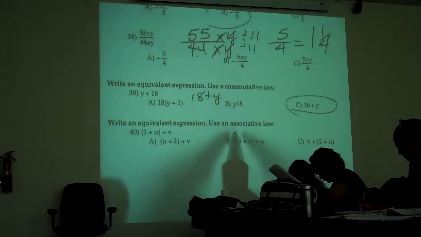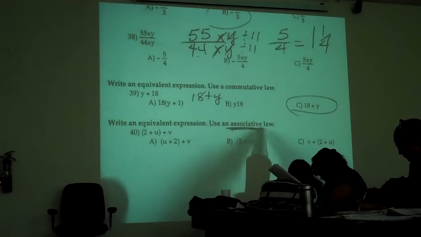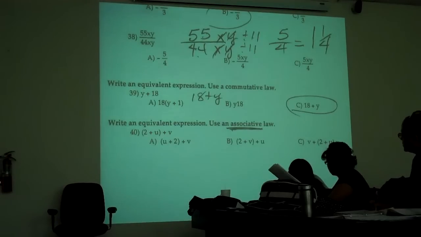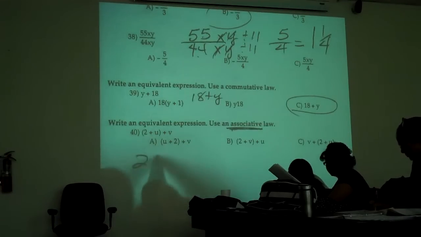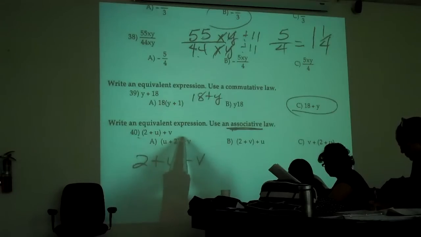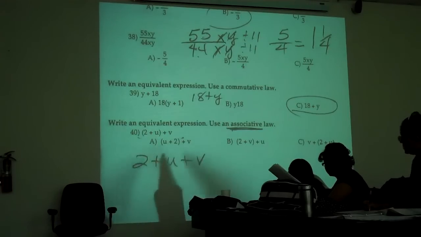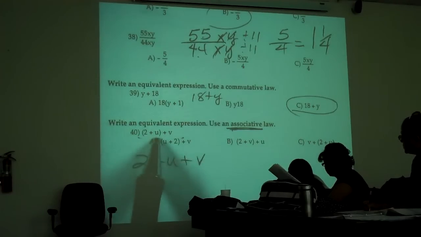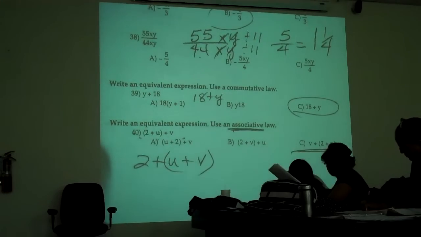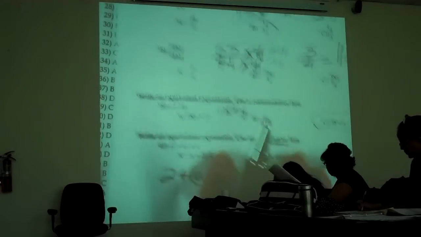Okay? The associative property, what does that do? Same order, what does it change? It changes what the parentheses is around. So the 2 plus u plus v has to stay in the same order, and all you do is change what? Instead of having parentheses here, you're going to have them here. So that would be this one right here. That would be C.